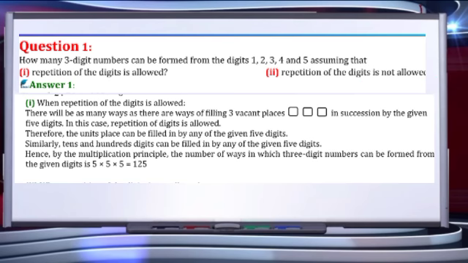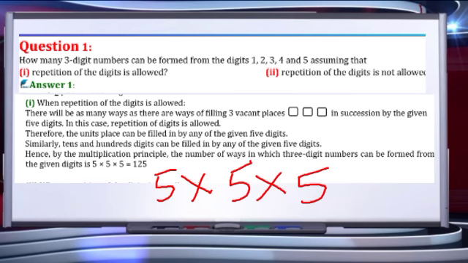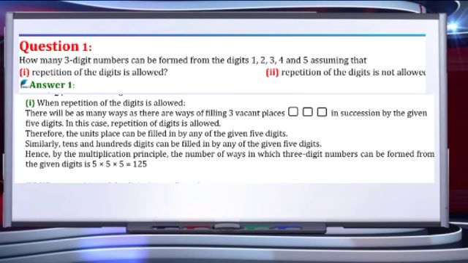Now for the first case, the number of digits given to us is total 5, and how many digit number we have to form? That is 3. So for filling up the first place, we have all the 5 digits available. Because repetition is allowed, we can use all 5 digits again for the second place and for the third place also. So the total number of combinations that can be made will be 5 into 5 into 5, that is 125. So the 3-digit numbers that can be written out of these 5 digits are 125.